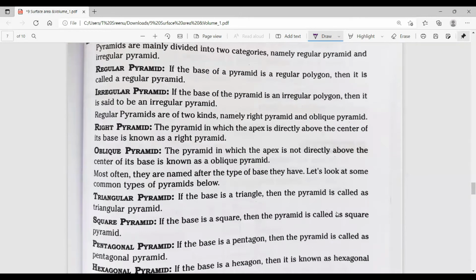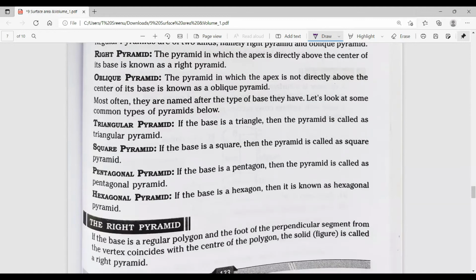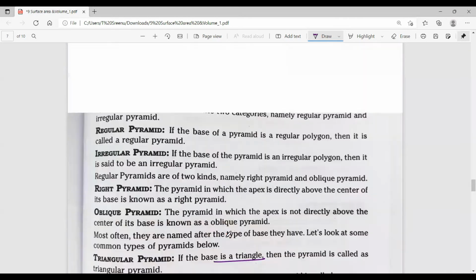You see here regular pyramid and irregular pyramid. If the base of the pyramid is regular, it is a regular pyramid; if the base is irregular, it is an irregular pyramid. Right pyramid, oblique, triangular pyramid, square pyramid, pentagonal, hexagonal. Base is triangle, base is square, base is pentagon, base is hexagon. So let's see what all this is.